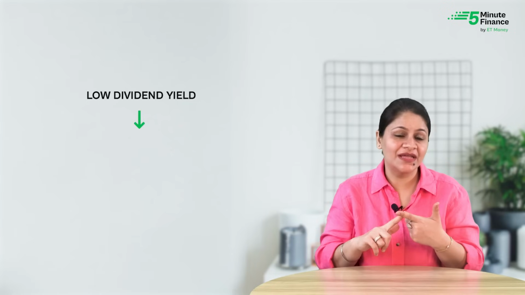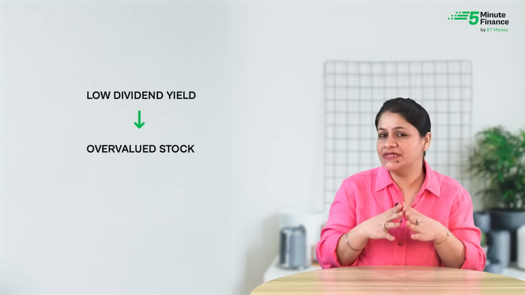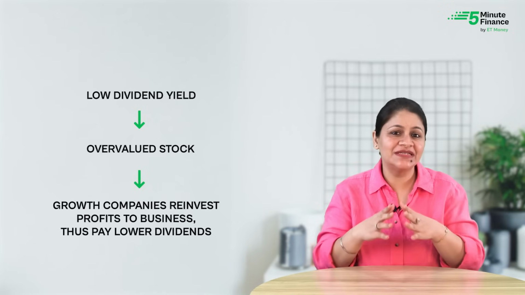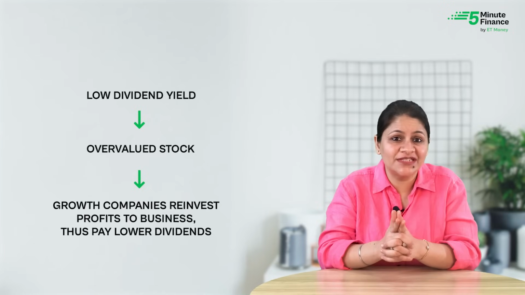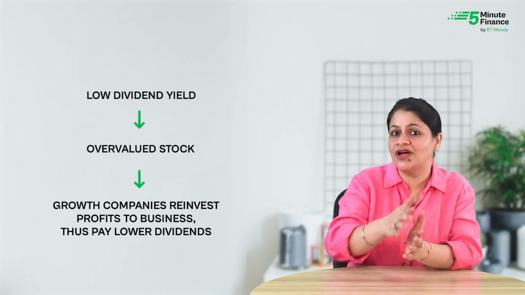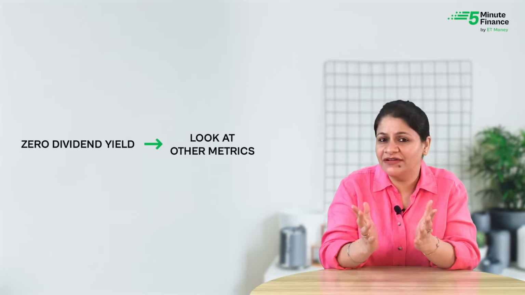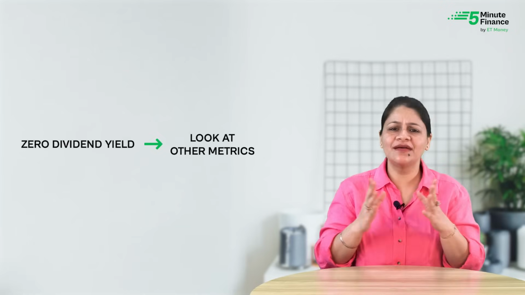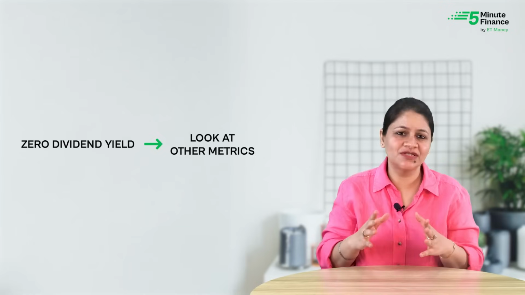Second, if the stock has a low dividend yield, then it could indicate that the stock is overvalued. Some growth companies have low dividends as they prefer to reinvest profits back into the business rather than paying out dividends. And third, some companies have zero dividend yield, meaning they don't pay dividends. In such a case, you need to look at other valuation metrics to evaluate the stocks.